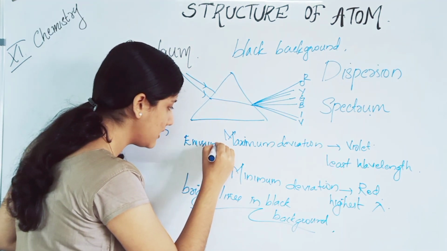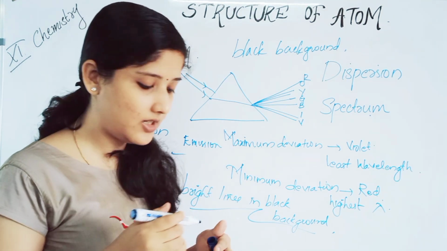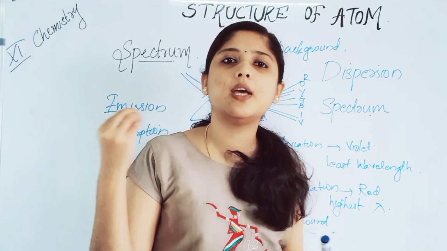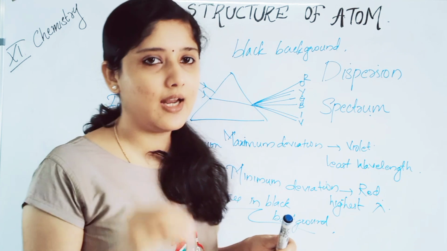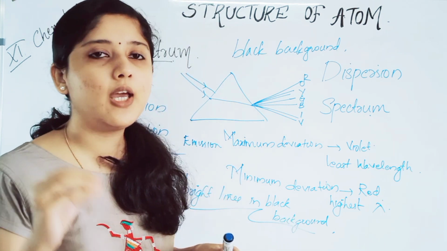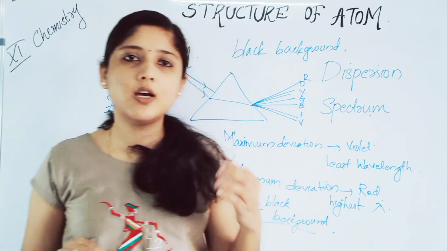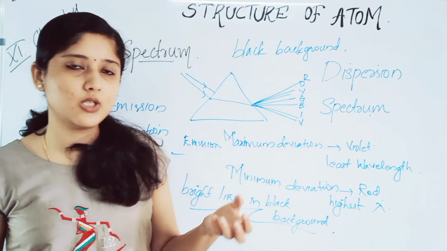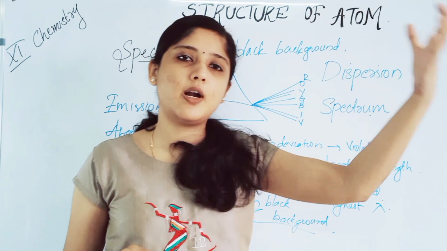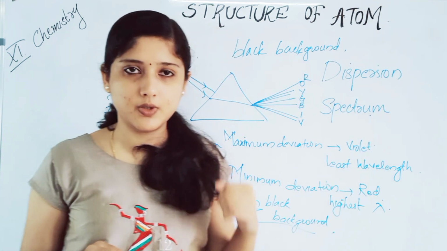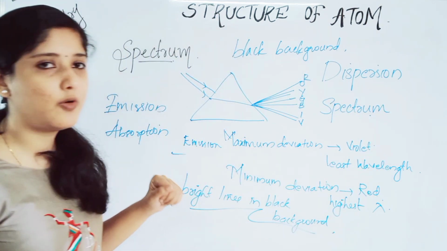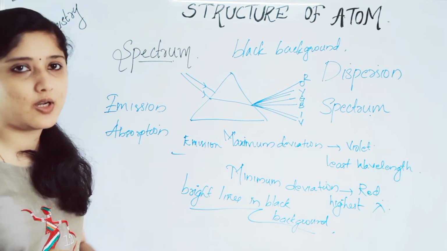That emission spectrum will have a characteristic peculiarity of that atom. So they are known as what? Fingerprint spectrum, because it will be different for different atoms, like a fingerprint of a person. That is the emission spectrum.